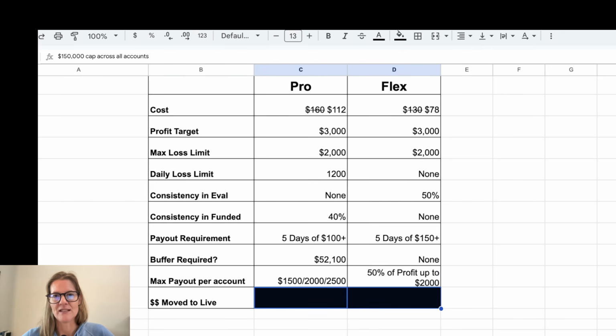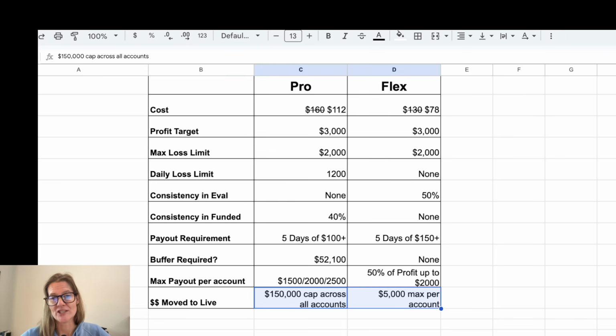The big thing down here that I'll point out is the transition to live. So in both of these accounts, after 6 payouts in the same account, you'll get the opportunity to move to a live account. With the Pro accounts, the capital that you move to live is a lot higher. You can have as much as $150,000 across all of your accounts. And then with Flex, it's a max of $5,000 per account. So let's say you have 5 accounts and they're all maxed out. You can have a max of $25,000 in your live capital.